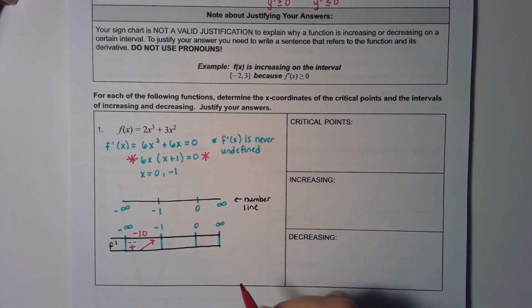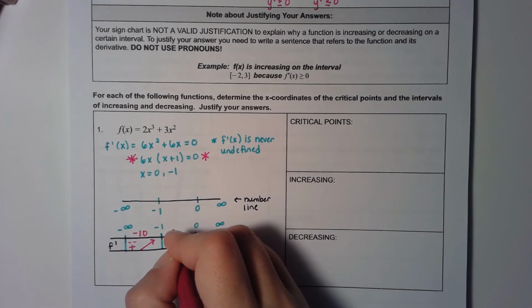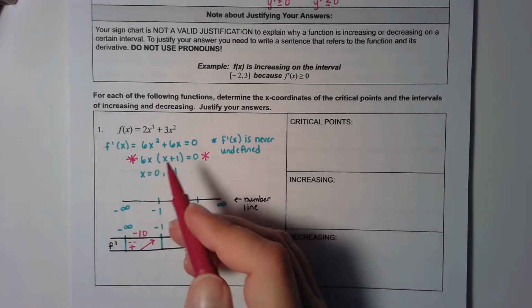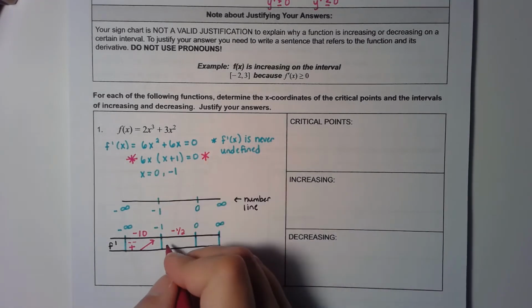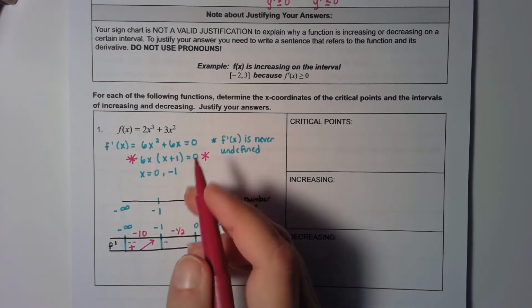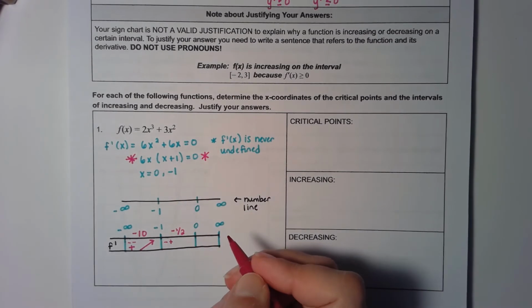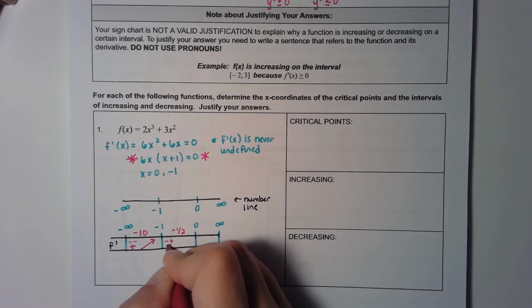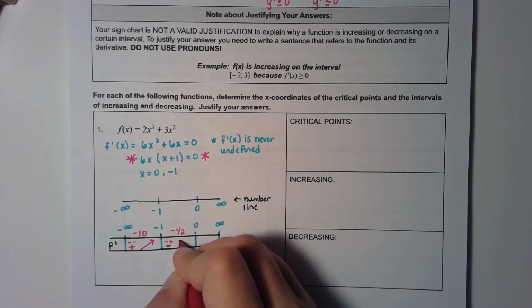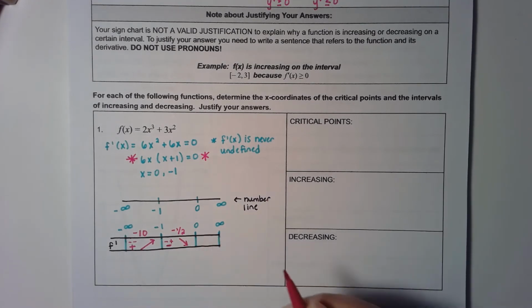Then between -1 and 0, we would pick a number like maybe -1/2. If we plug the -1/2 in, 6 times -1/2 would be negative, and -1/2 plus 1 would be positive. And if you multiply a negative times a positive, you get a negative number. So this part of the graph would be going downhill.